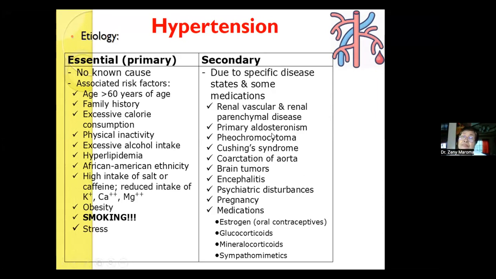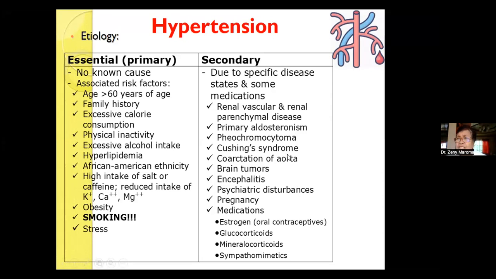Pheochromocytoma, a tumor of the adrenal medulla. What are the hormones secreted by the adrenal medulla? We have the catecholamines. What are the catecholamines? We have the epinephrine and norepinephrine. Sympathetic nervous system stimulation, increase in blood pressure.